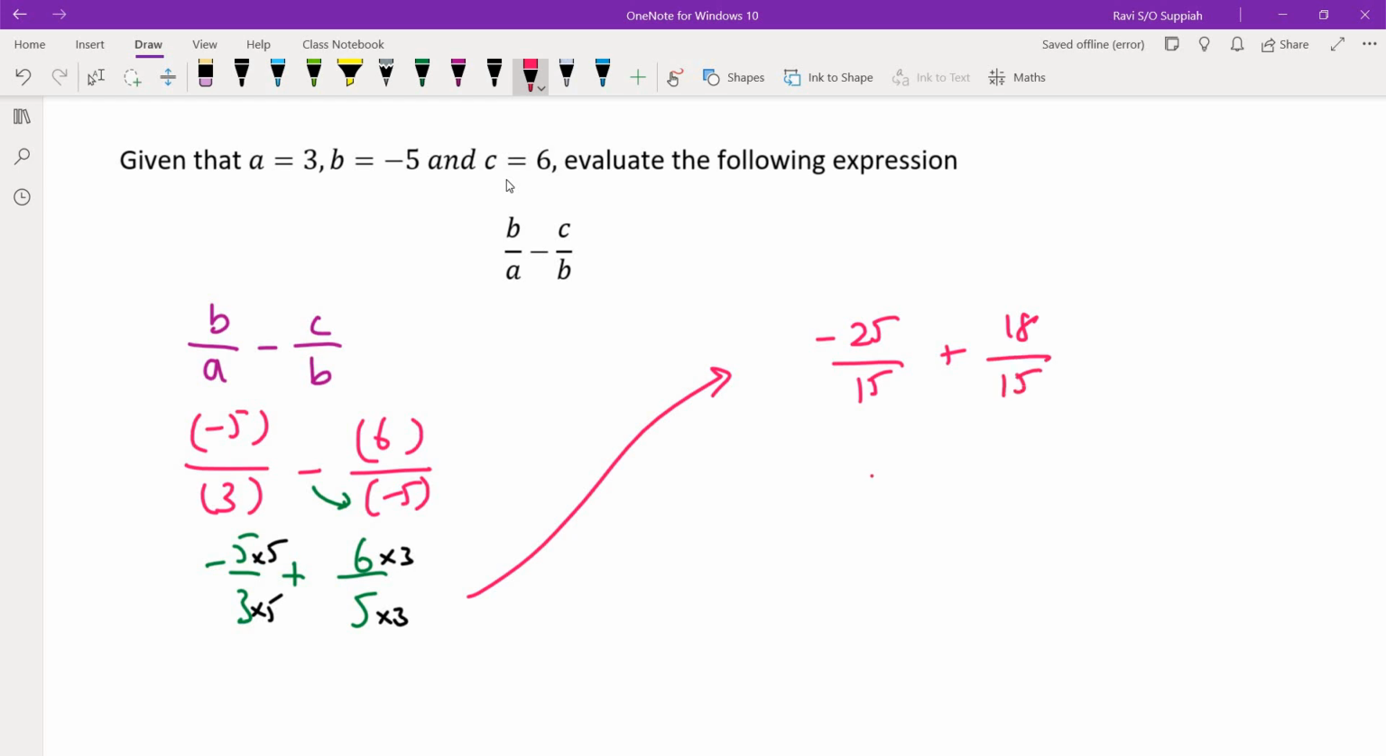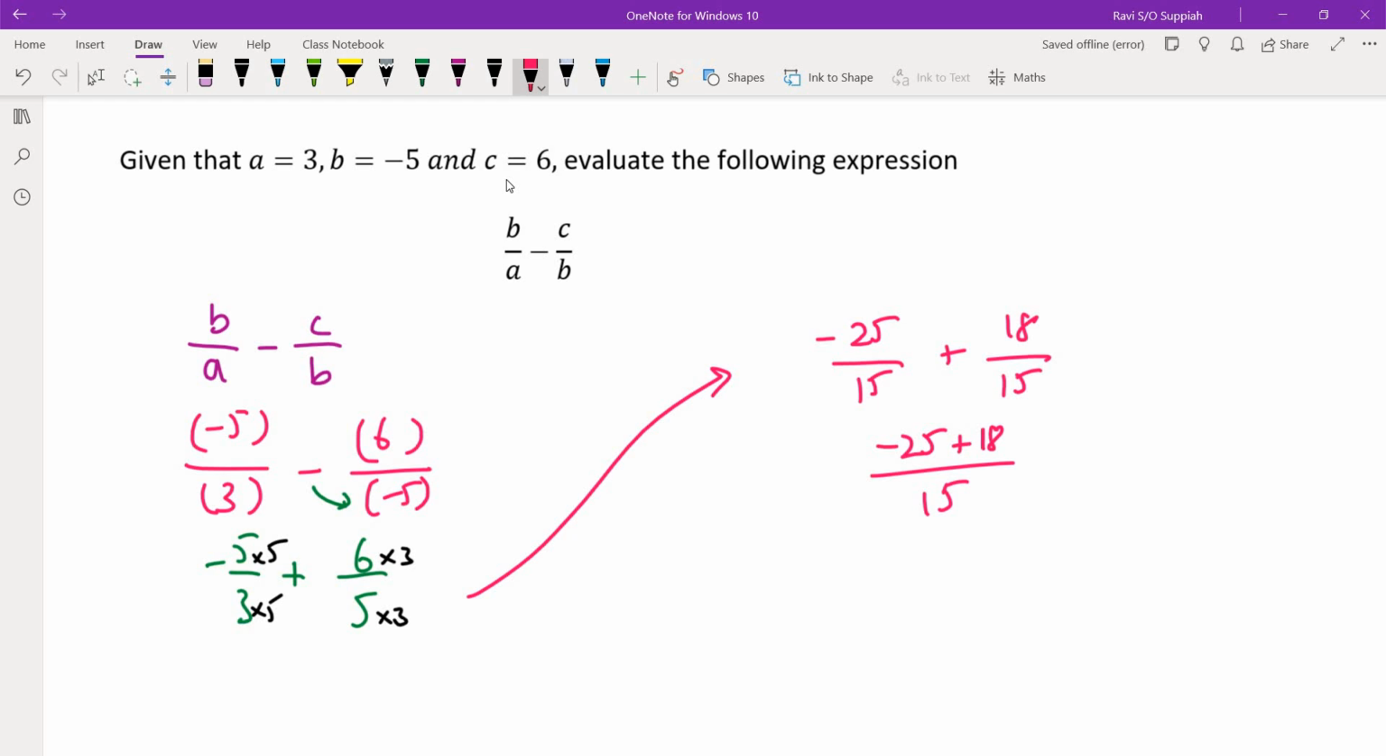So now that we have a common denominator, we can write that, and on top will be minus 25 plus 18. All right, so minus 25 plus 18, as you have seen from my other videos, you think of it in terms of money. So minus means you give away, plus means you get.